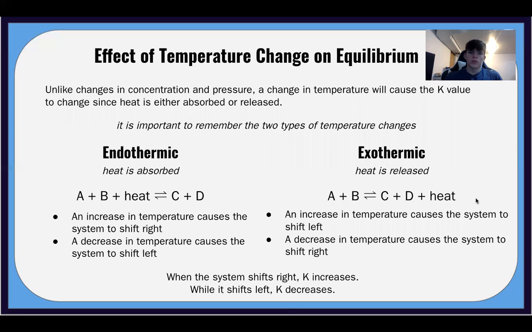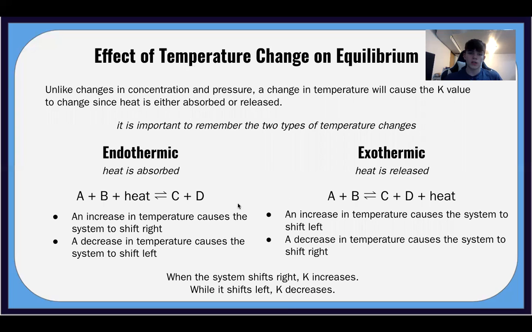Now, if we take a look at the effect of temperature change on equilibrium, unlike changes in concentration and pressure, a change in temperature will actually cause the K value to change instead of the Q. It is important to remember the 2 types of temperature changes here, being endothermic and exothermic, where endothermic is where heat is absorbed and exothermic is where heat is released.